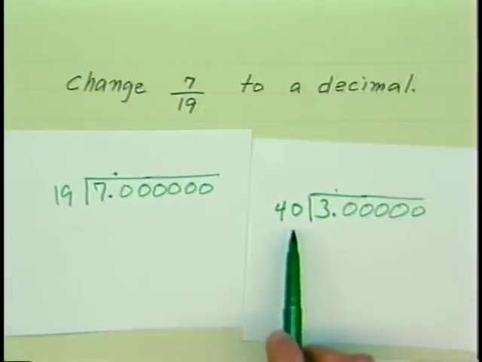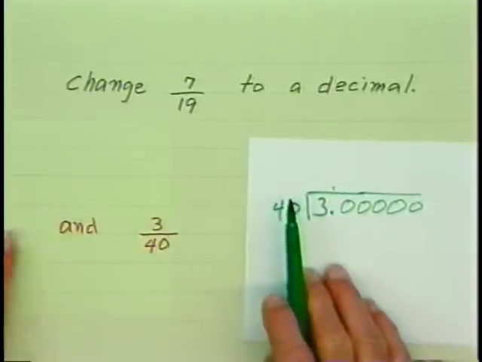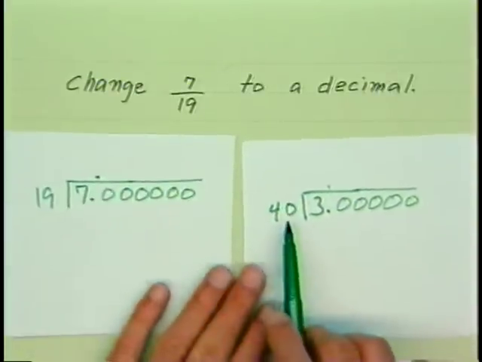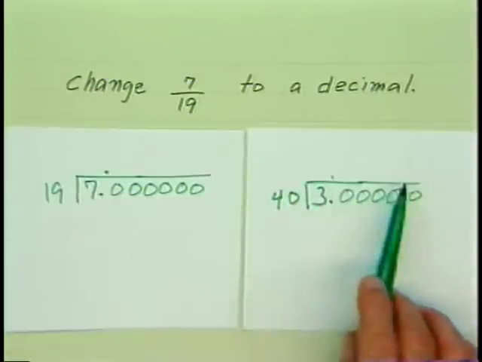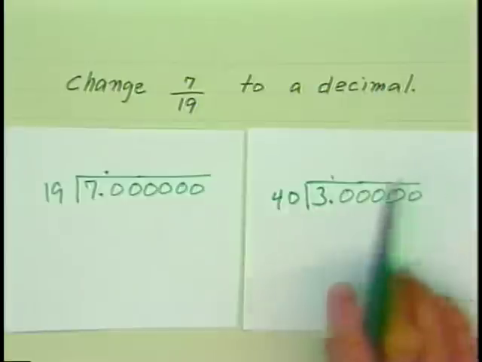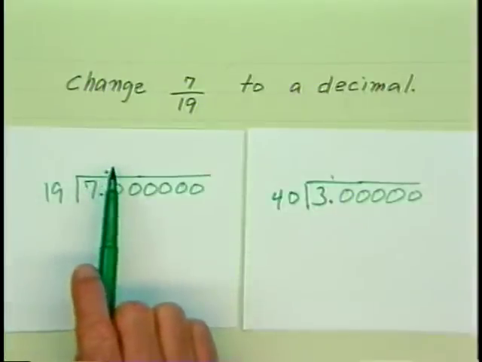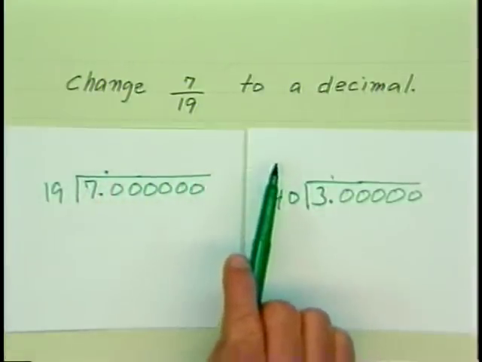For instance, in this particular case, since 40, the denominator, has only 2's and 5's as prime divisors, this will be a terminating decimal somewhere. It might go out a long way. And this one will never terminate. It will keep on giving me digits forever and ever.